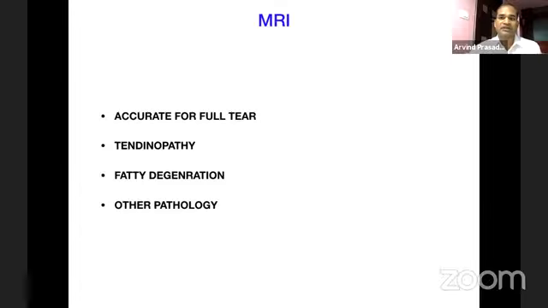So after this, the next investigation is MRI, which is very accurate about the tear. It can also pick up the tendinopathy and fatty degeneration in chronic rotator cuff tear. MRI picks it up very well, along with associated pathology of the labrum, long head of the biceps, capsule, and other parts.